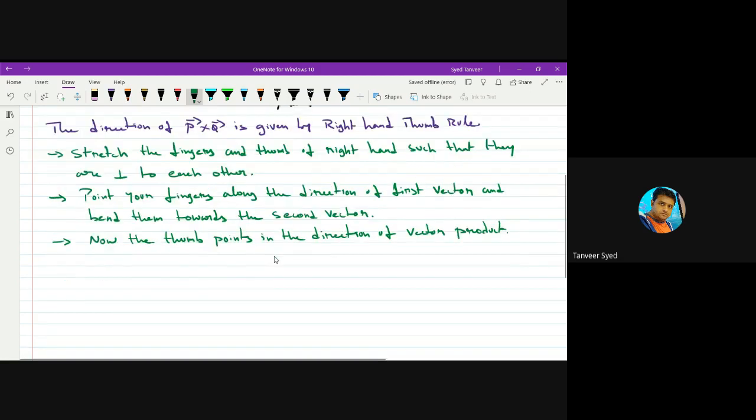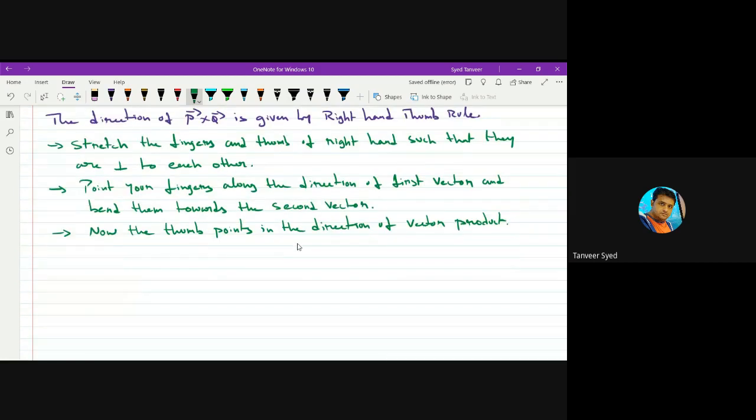What is this? How to do this? See, I'll take two vectors. Same two vectors. This is vector P. This is vector Q, making angle theta with each other. After I multiply these two, I get another vector which has magnitude and direction. Magnitude is PQ sine theta. Direction is given by this right hand thumb rule.